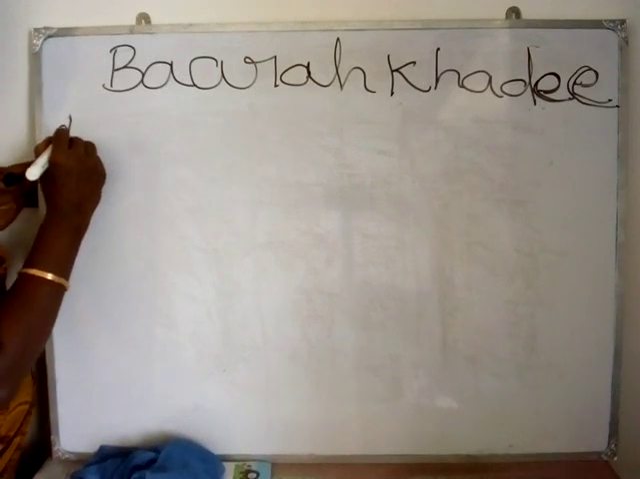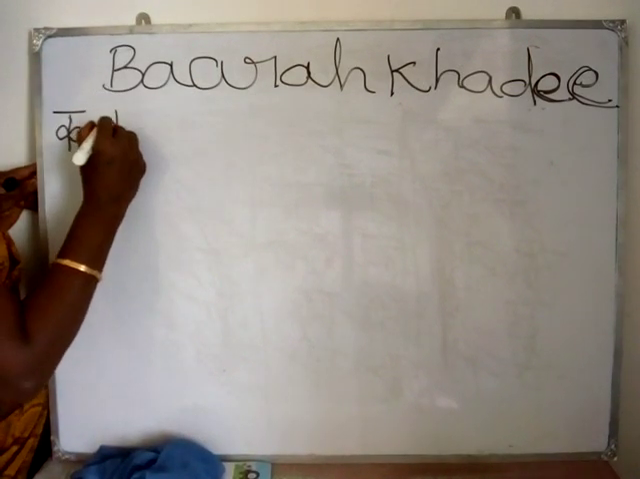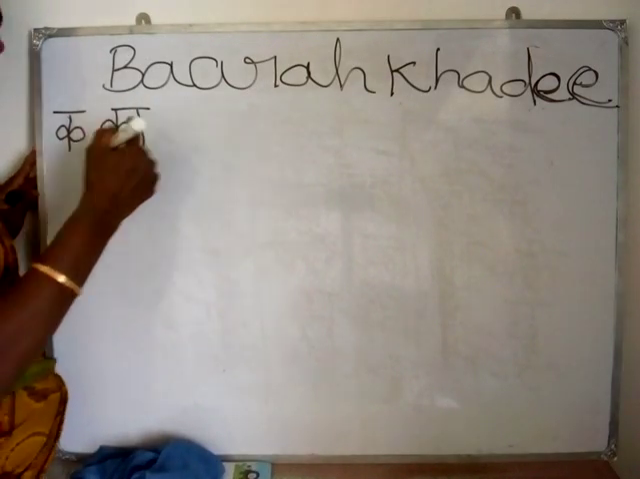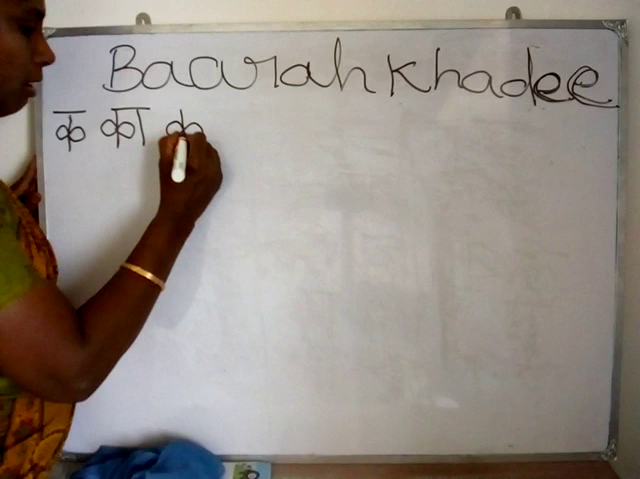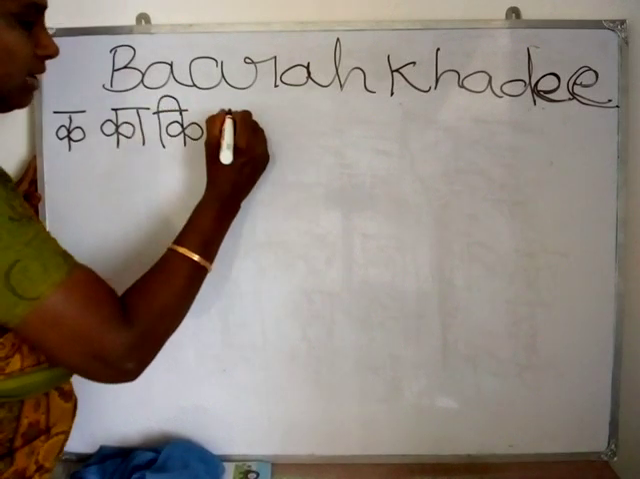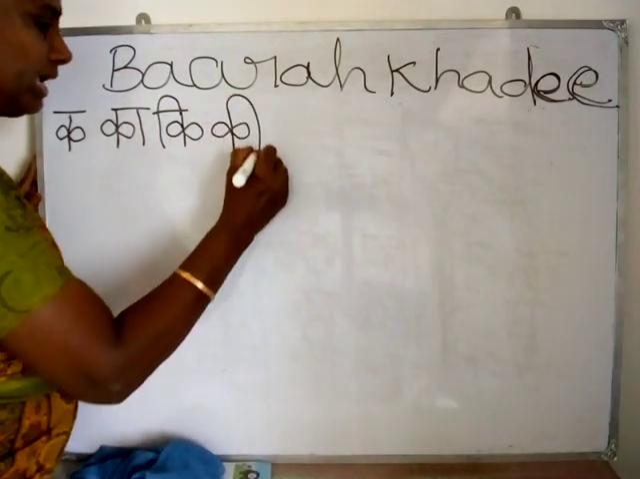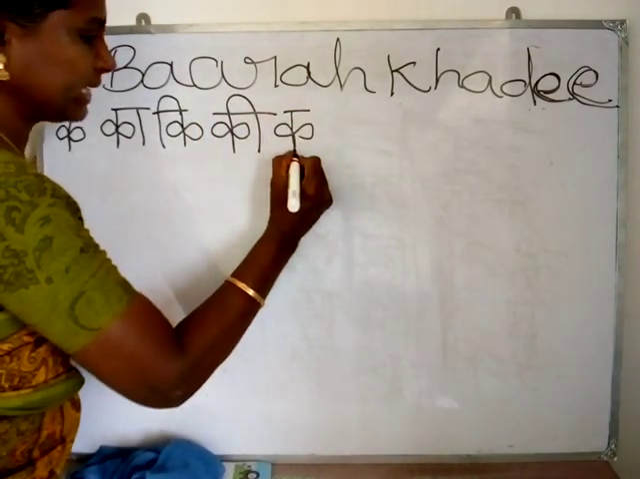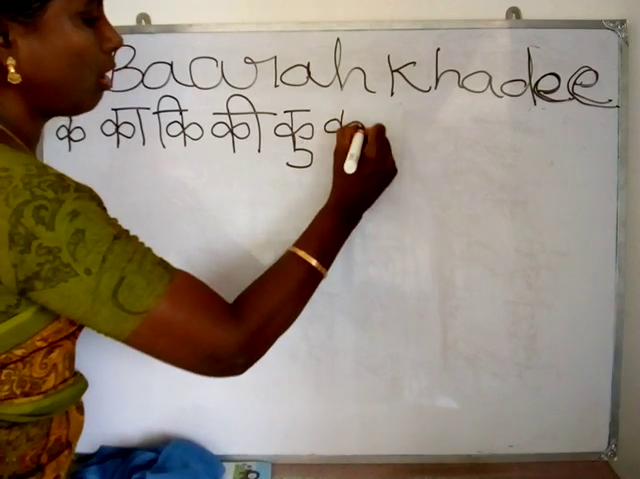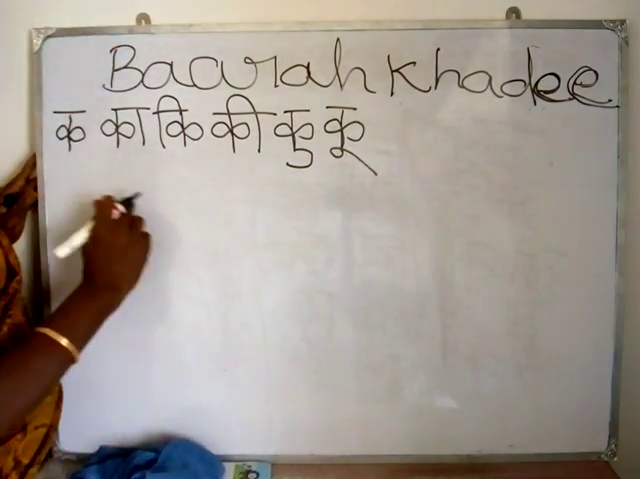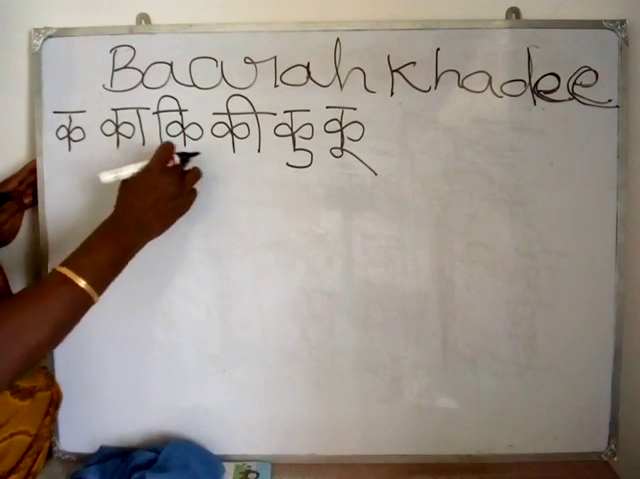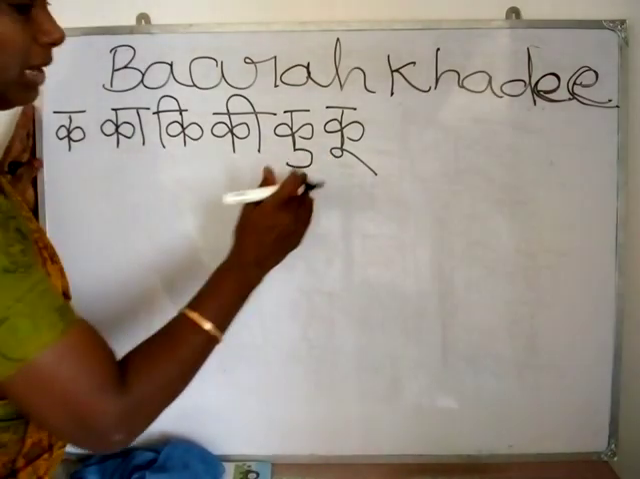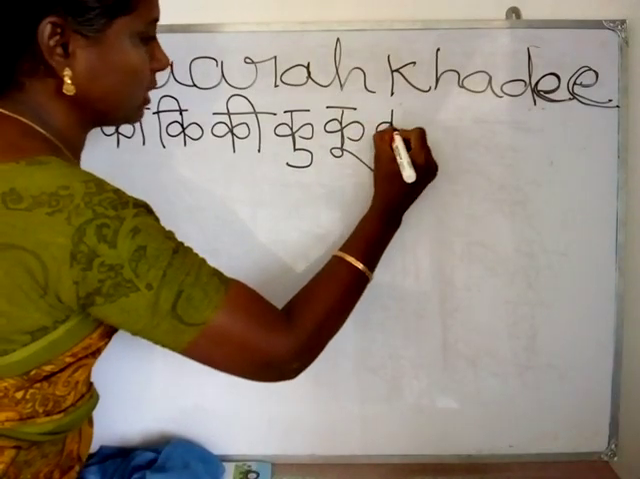Listen, this is ka. Ka, one line put means this is ka. Say ka. Ka this side means ki. Ki, ki. Ka, one indirect C means ku. Ka, down one curve means ku. Ka, ki, ku. This is the same as Tamil, but here it changes after this.